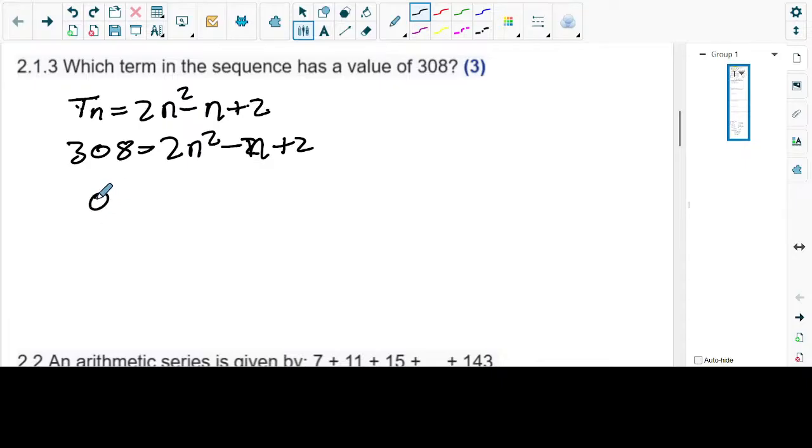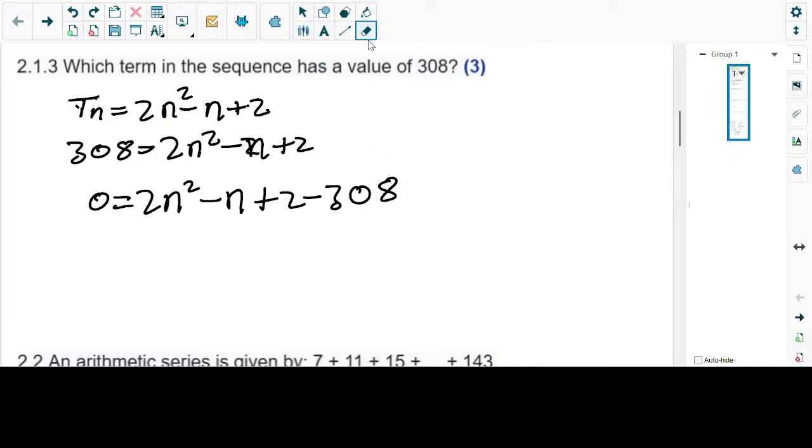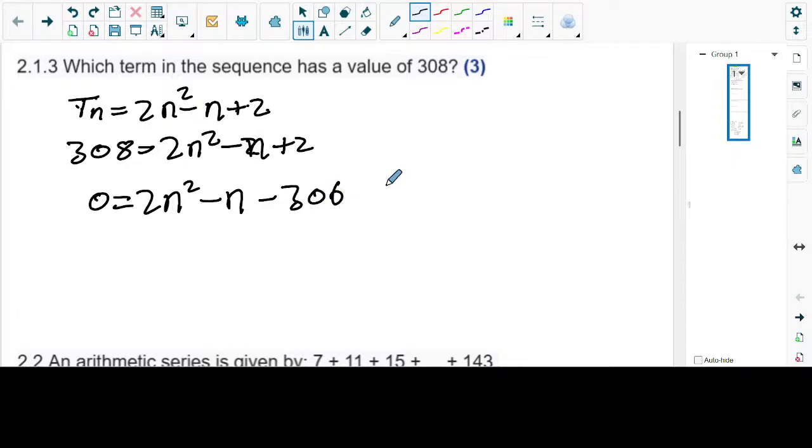So we're going to have 0 is equal to 2n squared minus n plus 2 minus 308. Why didn't you add them? It's minus, so it's going to be minus 306. So we have 0, which is going to be equal to 2n squared minus n minus 306. Okay.